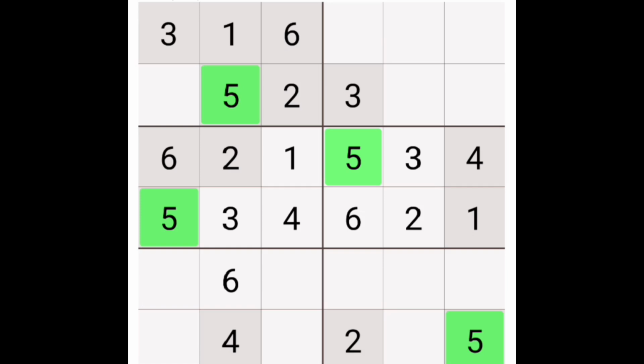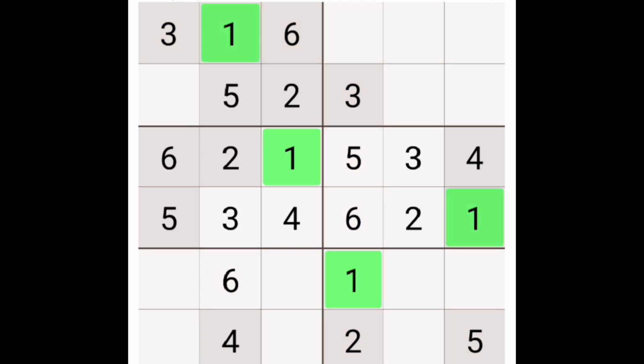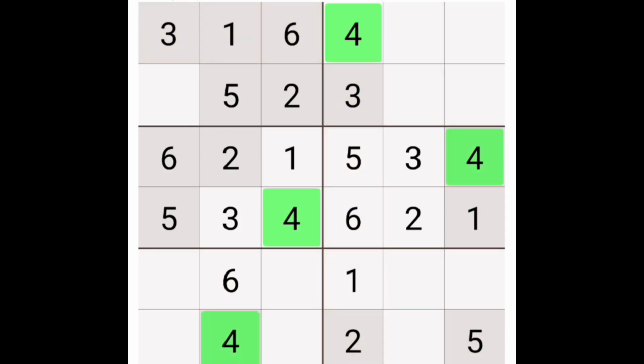Okay. So let us complete the same column. 3, 5, 6, 2 are there. 1 and 4 are missing. So 1 and 4 will come in these two cells. But 1 cannot come here because if you see on the left hand side, 1 and 6 are there. So 1 will come here and 4 will come here.